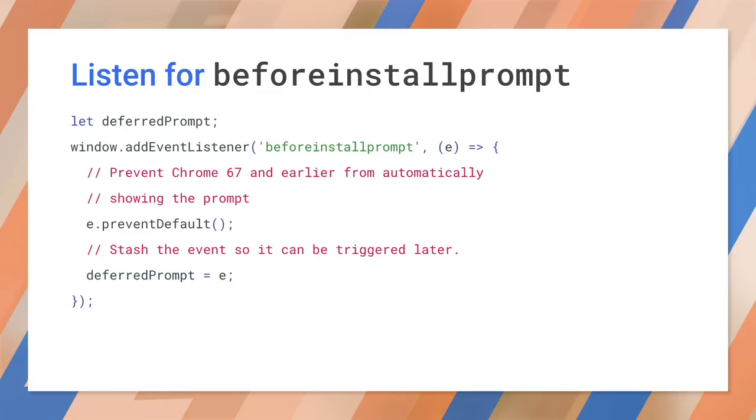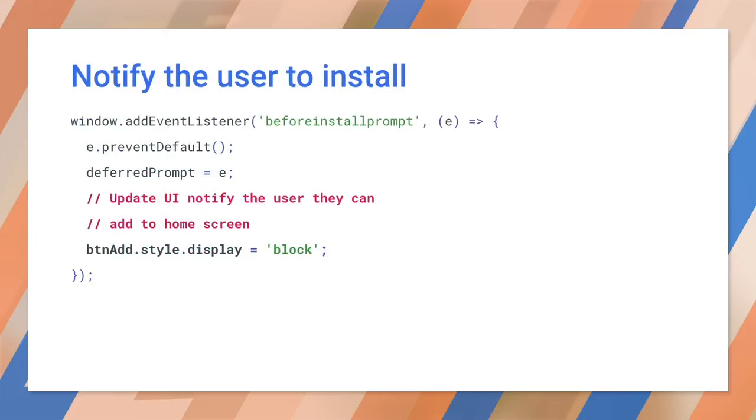By the way, if you're wondering about the let keyword, it's an alternative to var. You can use var here if you prefer. Add a button, link, or icon to begin the installation process. Don't show a full page interstitial or other elements that may be annoying or distracting. In some cases, you may want to wait before showing the prompt to the user, so you don't distract them from what they're doing. For example, if the user is in a checkout flow or creating their account, let them complete that before offering the prompt.